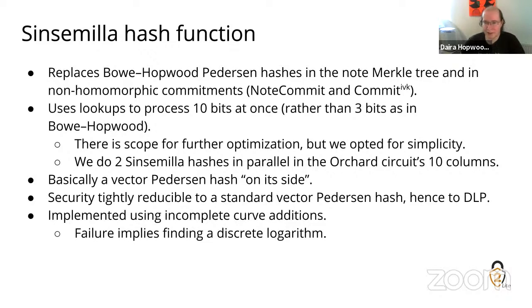So the reason this is more efficient than the Pedersen hashes is that we can process 10 bits at once using a lookup rather than 3 bits. And the 10 bits comes from the size of that table that you saw. It's 2 to the 10 entries. We actually can do 2 Sinsemilla hashes in parallel on each row. So it's as if we're processing 20 bits at once.